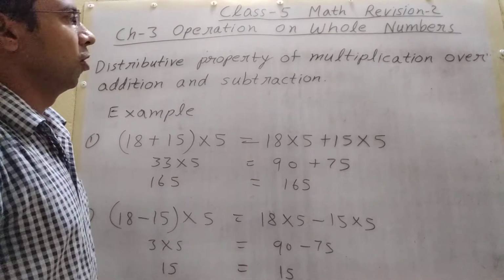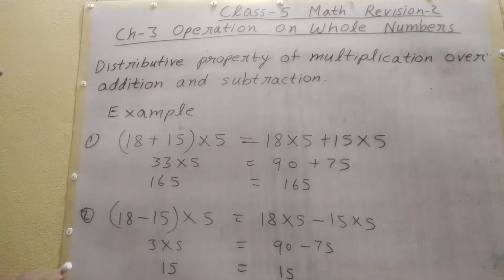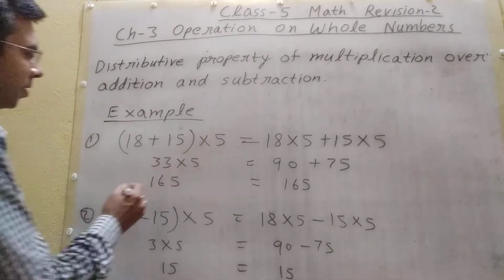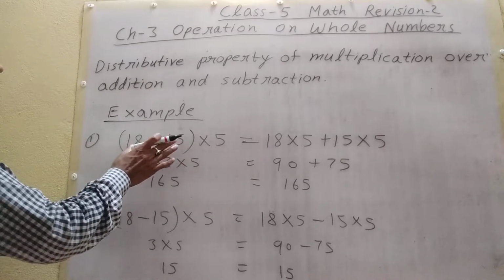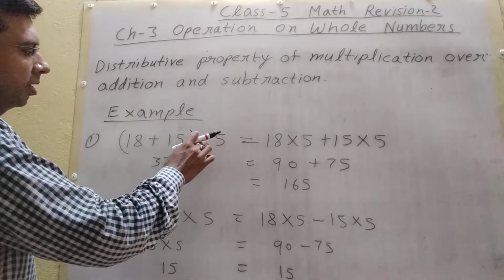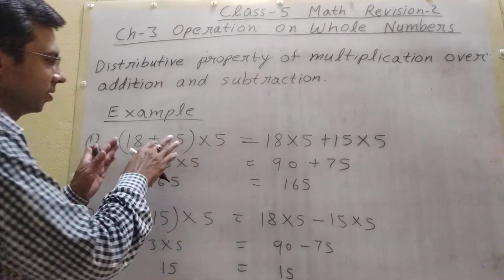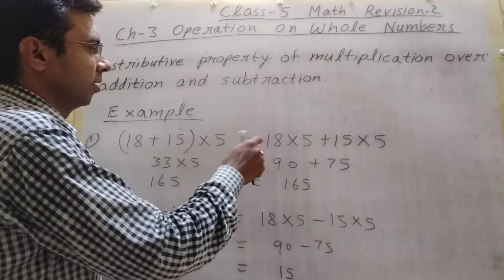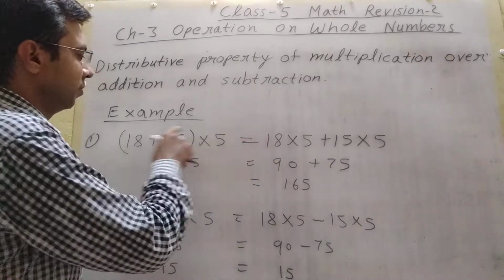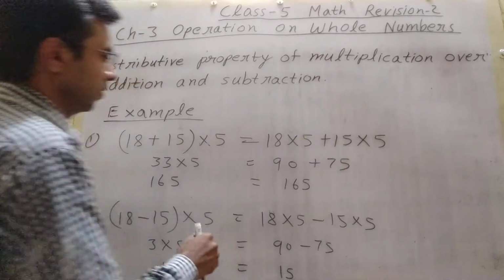Distributive property of multiplication over addition and subtraction. Example, 18 plus 15 inside the bracket multiplied by 5. Now here this is distributed. How? 18 multiplied 5 plus 15 multiplied 5.